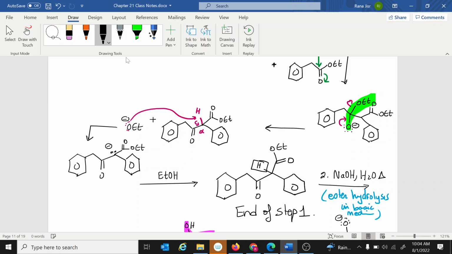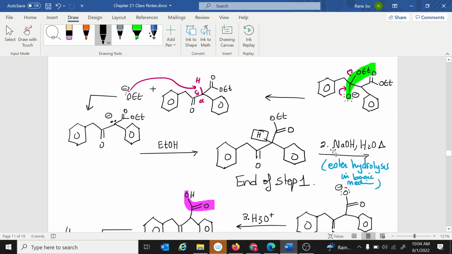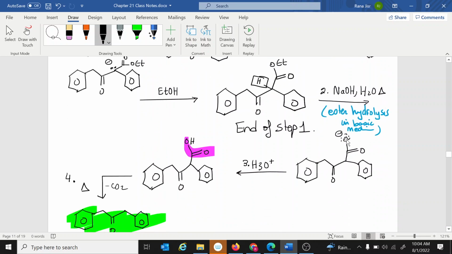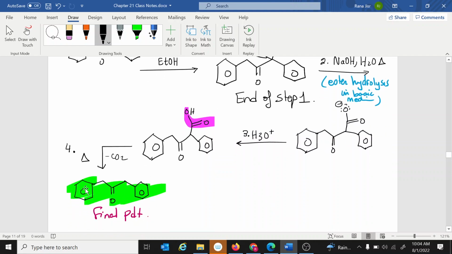Okay? This is the end of step 1. See, all of those are step 1. So that is the product of step 1. Continue because I do have step 2. I'm doing hydrolysis in basic medium. So I'm hydrolyzing the ester into the conjugate base of the acid and then doing H3O+, turning this into a carboxylic acid, doing heat, taking carbon dioxide out and getting the final product. Look at it. Any questions on this?